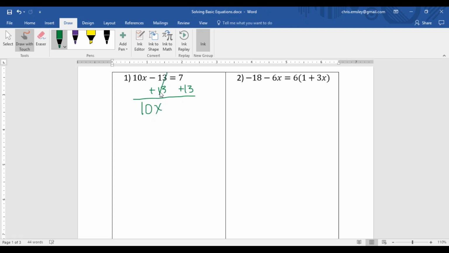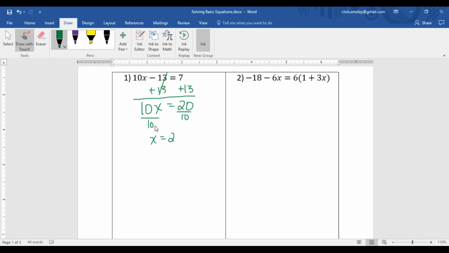When we do that, we get 10x. These two 13s go away. And equals 7 plus 13 is 20. Next up, again, we're trying to get x by itself. Since we have 10 times x, to isolate that x, we need to divide by 10. And we end up with x equals 2.